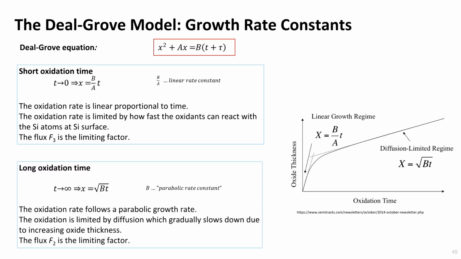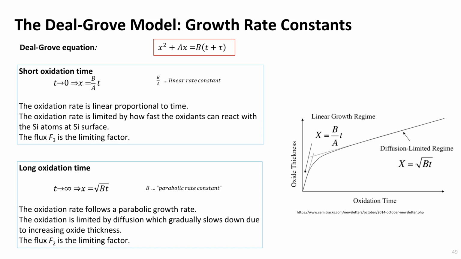As the oxide layer thickness increases, diffusion becomes the limiting factor for the oxidation rate, and the oxide growth rate slows down, following a parabolic relationship with time. This means that the oxidation rate is limited by the diffusion of oxidants through the existing silicon oxide layer, which takes increasingly longer the thicker the oxide layer is. Flux F2 is the limiting factor. So, for long oxidation times, the oxide thickness X equals the square root of B times the oxidation time T. B is called the parabolic rate constant. The flux F1 is never a limiting factor, because there are more than enough oxidants in the gas stream in the furnace.